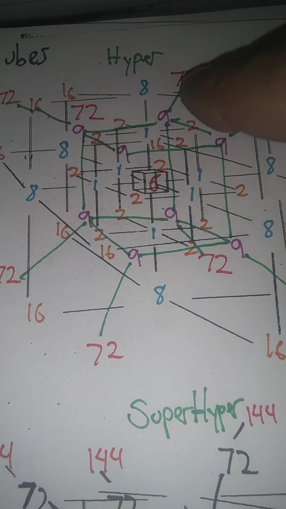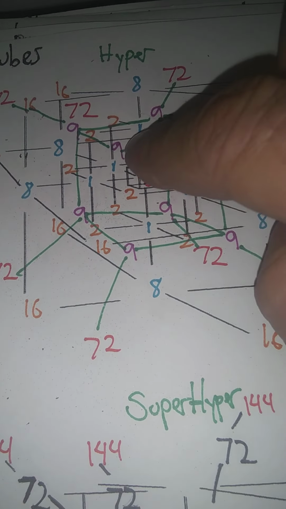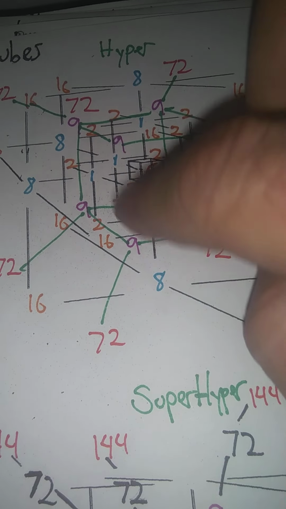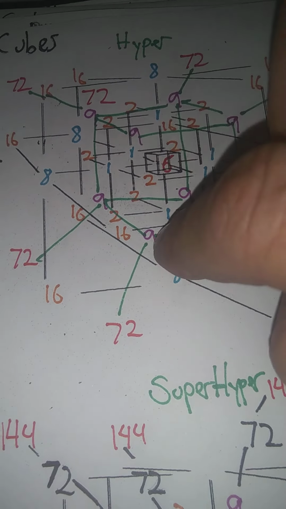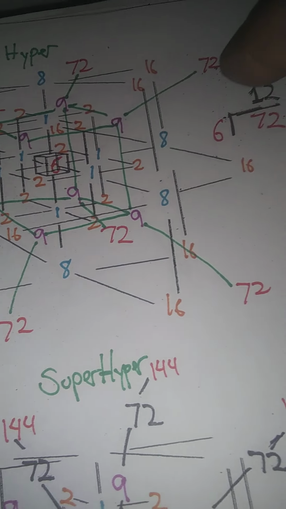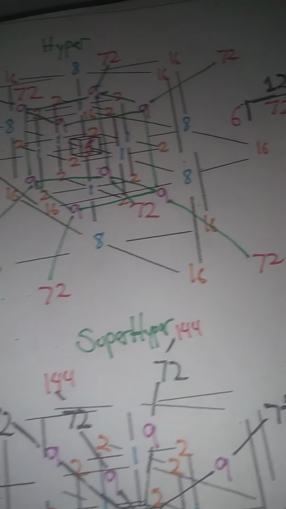This is a hyper, where you use the circuitous box, and I didn't put a line down here for some reason. But this is supposed to be a circuitous box where you add all these 9s up, and they come out to 72. And 6 goes into 72 12 times.